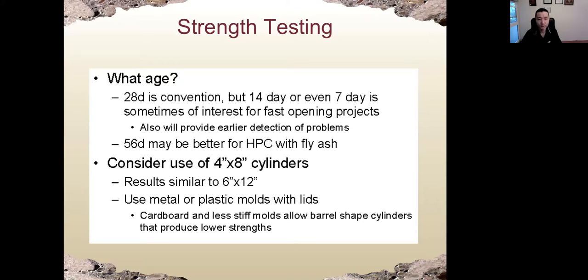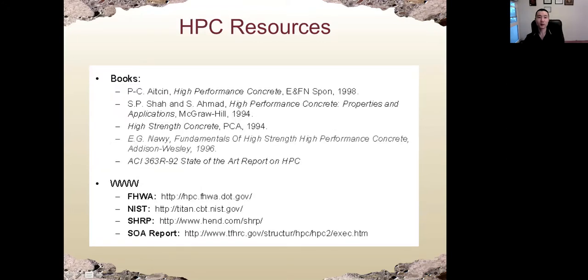Okay. For the strength sample, normally we use 6-inch by 12-inch. So 6-inch diameter, the height of the cylinder is 12-inch, but we can use a smaller cylinder. That is what we did in our lab. We use a 4 by 8-inch cylinder to save some materials for other tests. Right. And this is some of the high performance concrete resources, for example, books, reports, and also a website we can use.